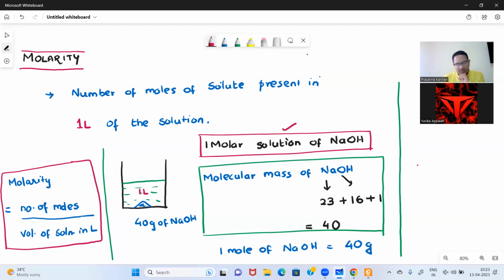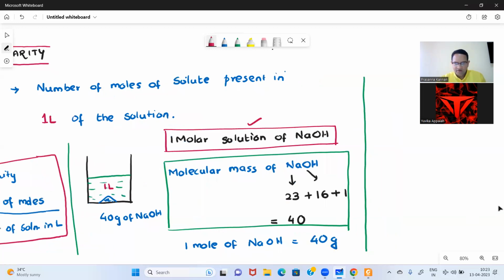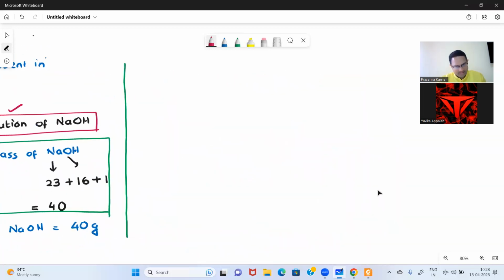Volume of the solution is how much? I told half liter. Oh, sorry, sir. Half liter. So when you say half, then numerator is 1, denominator is half, correct? Yes, sir. It will become 2. That's it. So are you able to understand, Viveka? Yes, sir. This is called molarity. Now let's look at another one which is called molality.